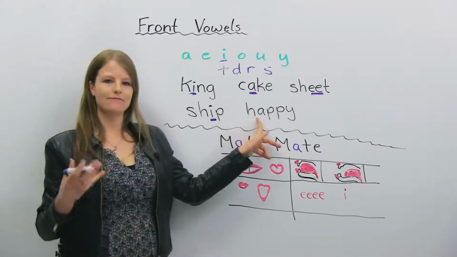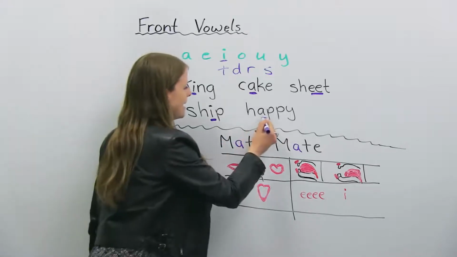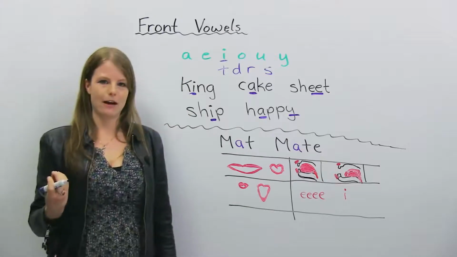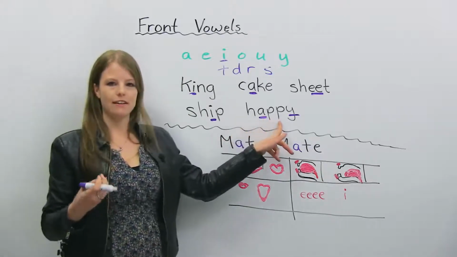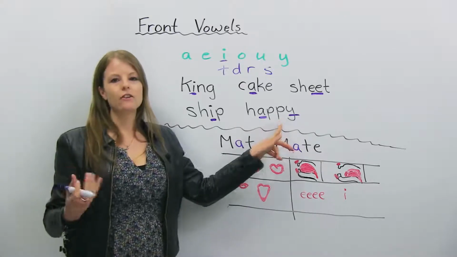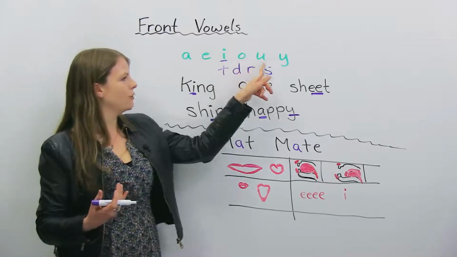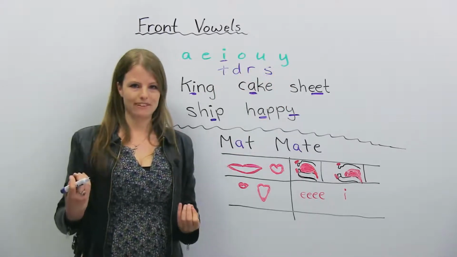What about happy? What's the vowel in happy? You said the A and the Y. You're correct. These are the vowels, okay? Whereas H, P, and P are consonants. So in English, we have A, E, I, O, U, and Y are the way we spell vowels.